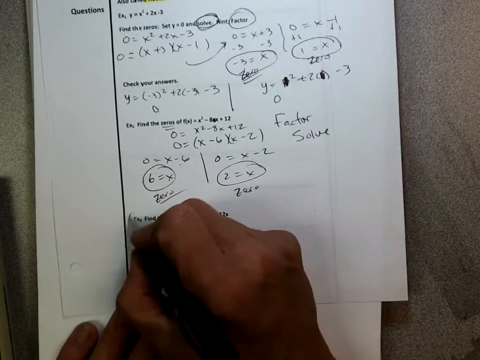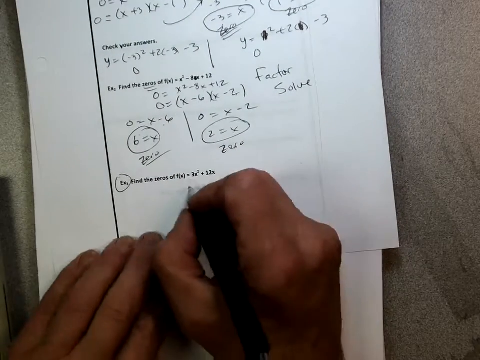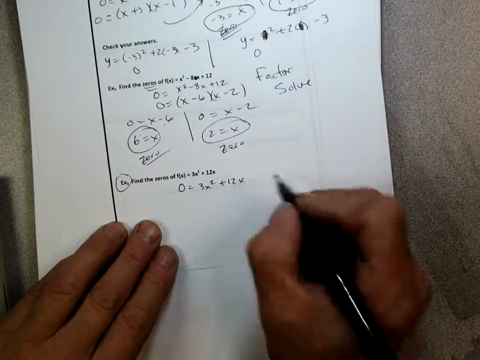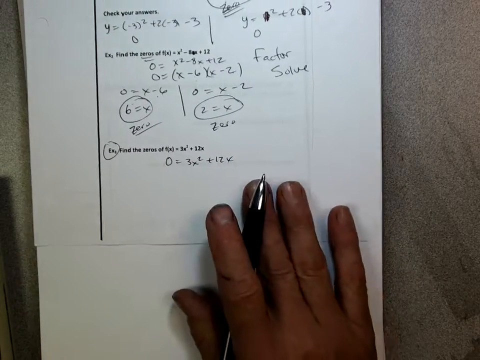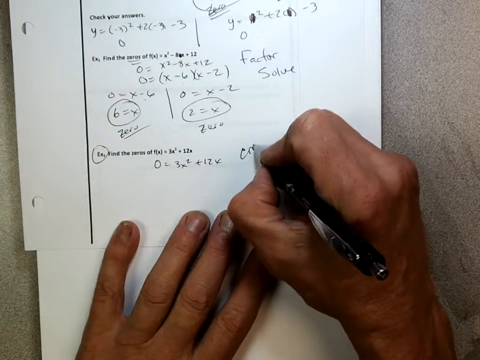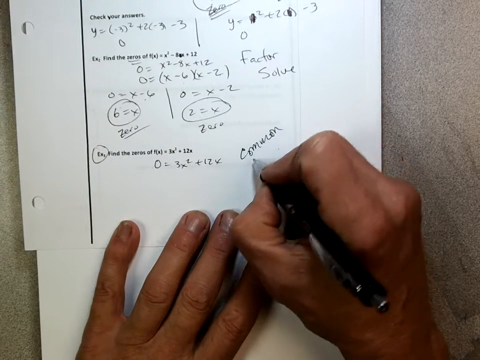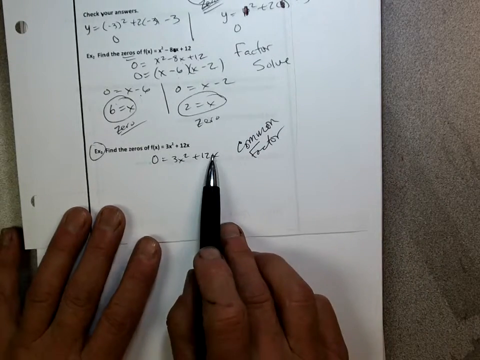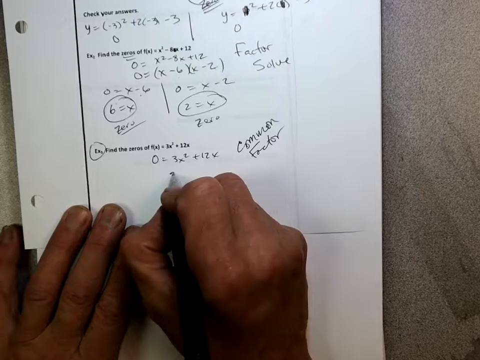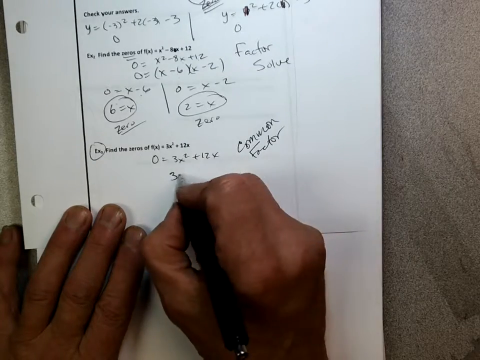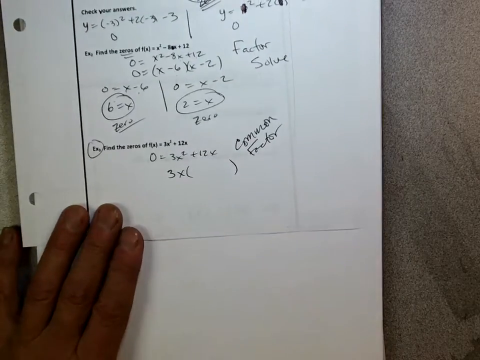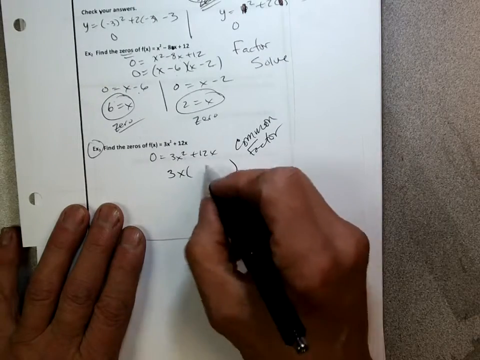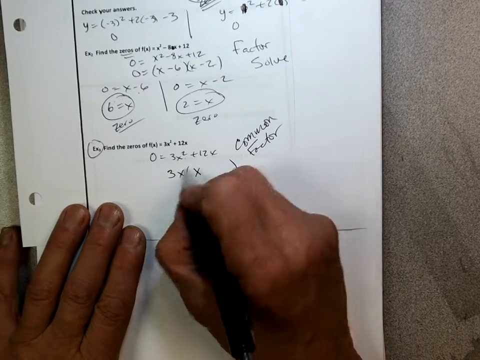Okay, example 3. Find the zeros. So set it equal to 0. 3x squared plus 12x. Now this one we're going to factor slightly differently. We're going to common factor. To common factor, I'm going to take a look at what they have in common. They have a common multiple of 3, and they have a common x. So I common factor out the 3x, and then one set of parentheses. If I take out a 3x, I'll be left with an x here. Take out a 3x, I'll have a 4.